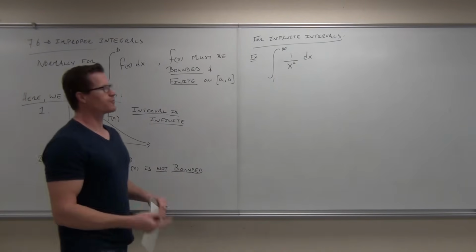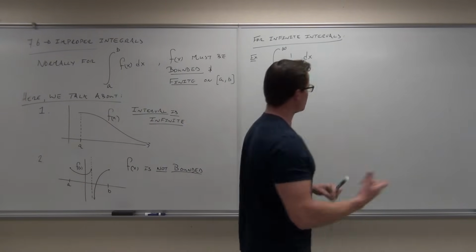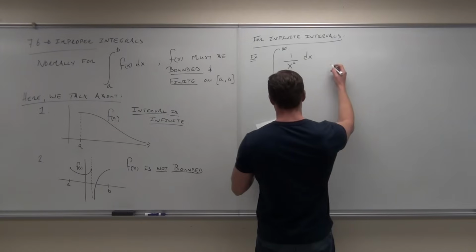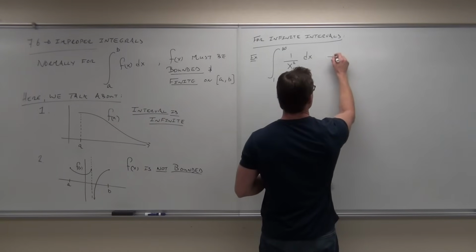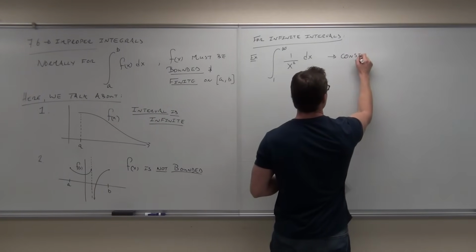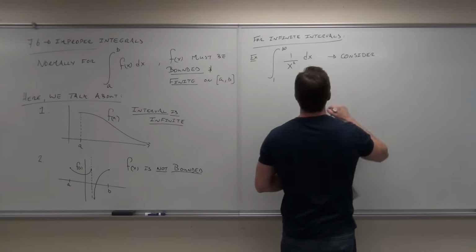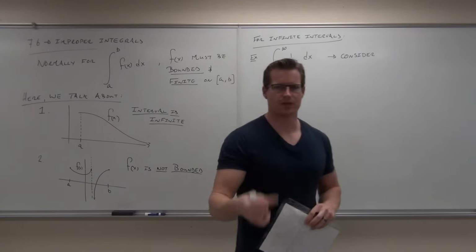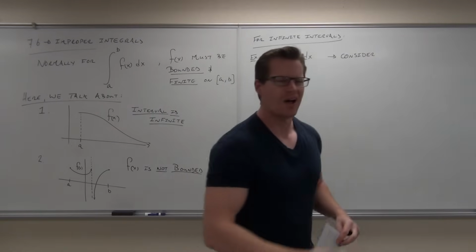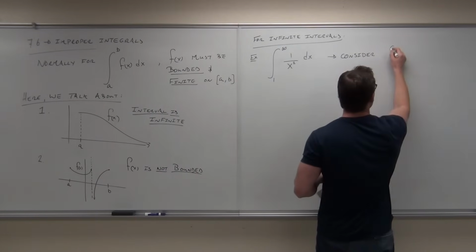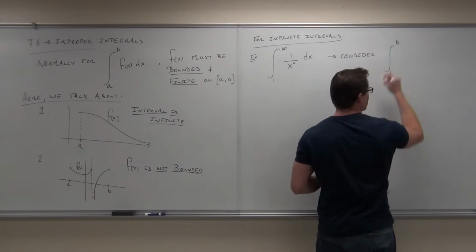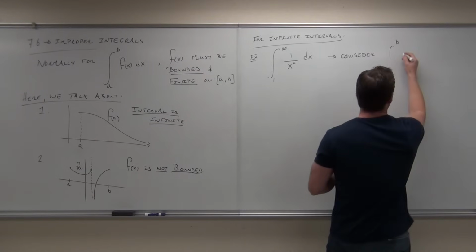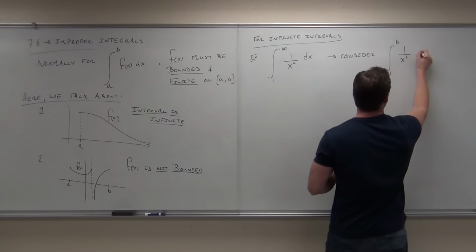So for an infinite interval, we're going to think about this a little differently. Let's say, you know what? Let's consider not infinity, because that's really hard to think about. Okay, we don't want to think about infinity right now. Let's just call it b. So 1 to, I don't know, some number, b, of 1 over x squared dx.